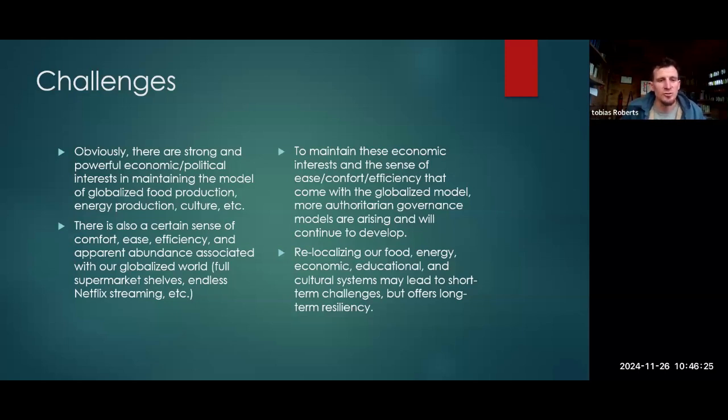At the same time, there's also a sense of comfort, ease, efficiency, and apparent abundance that is associated with our global world. People go to the supermarket and they see shelves of food. They turn on their internet and they see endless Netflix streaming opportunities. And there's this idea that globalization really offers us all sorts of things, right?